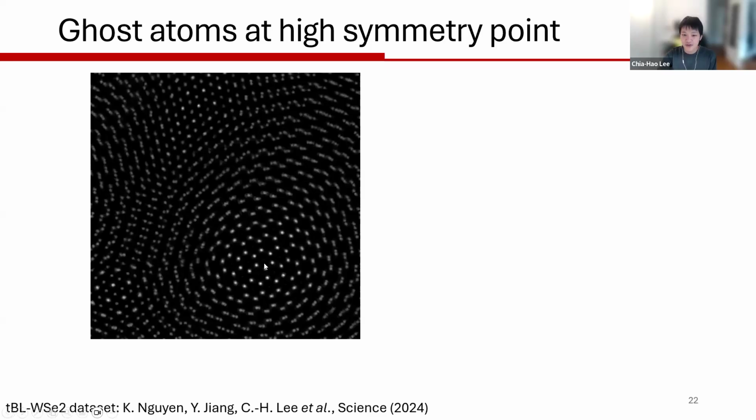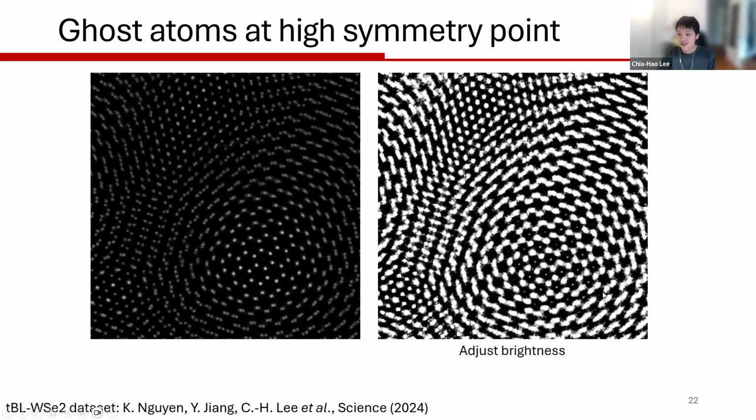If you look closer over here, there's actually a faint ghost atom showing up. If you just adjust the brightness here, you can see that occasionally these ghost atoms show up at high symmetry points. I don't fully understand the reason for this, because if we change the regularization or the learning rate, or increase the number of probe modes carefully, then I don't necessarily see this.